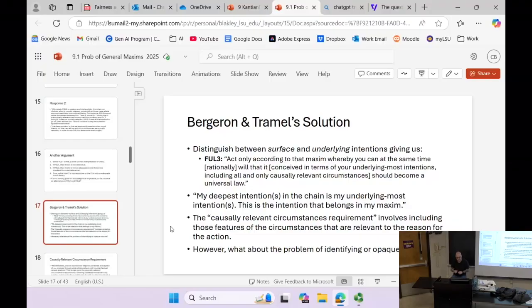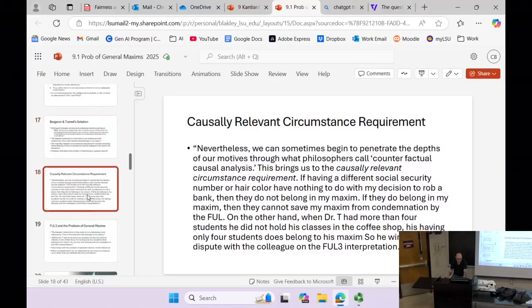The causally relevant circumstances requirement involves including those features of the circumstances that are relevant to the reason for acting, right? So baldness or black t-shirts aren't relevant to why I'm acting. Getting served faster is, right? Make some sense? Right. A very simple, everyday kind of moral question there. Well, why are you cutting down the shoulder and cutting back in, right? Is it just to get through faster, or are you in an emergency, right? To save someone's life that you've got to get to, right?